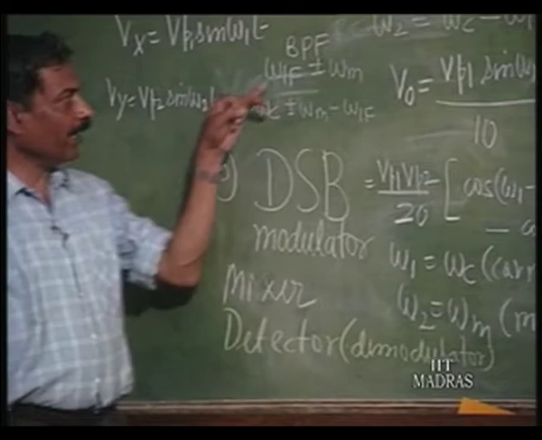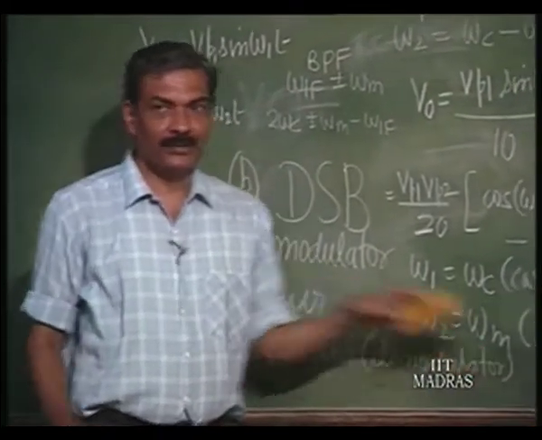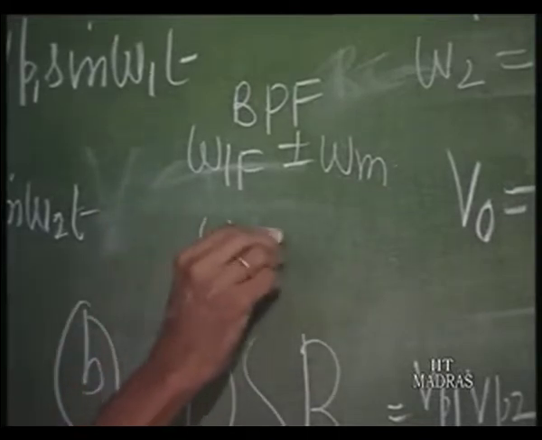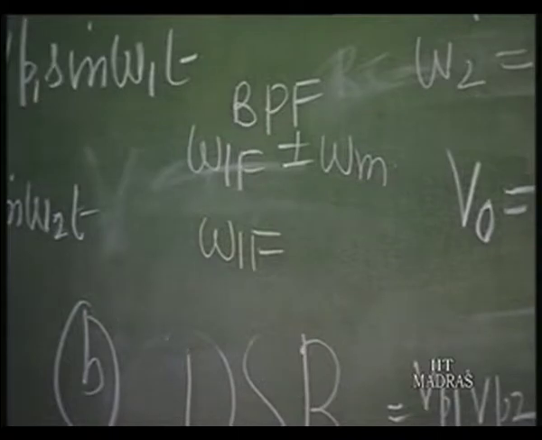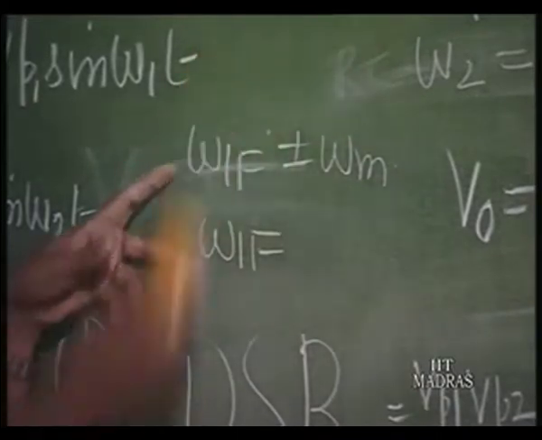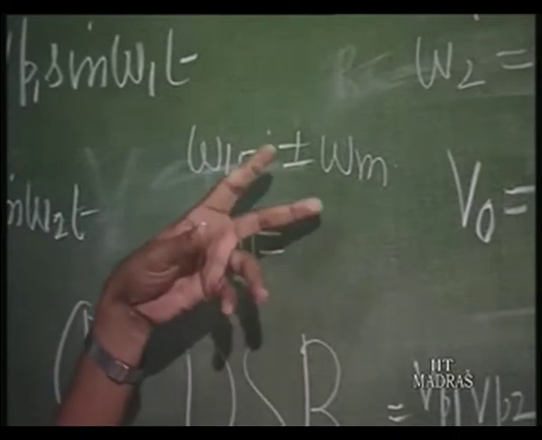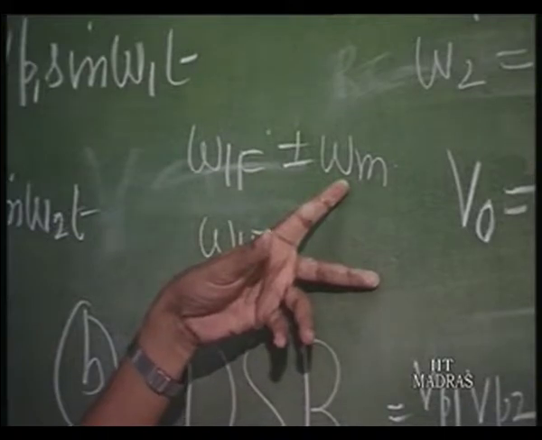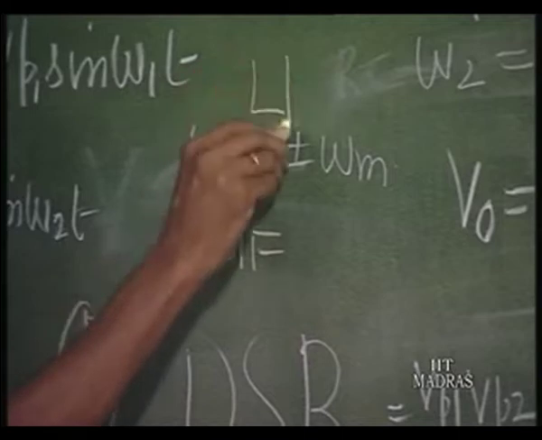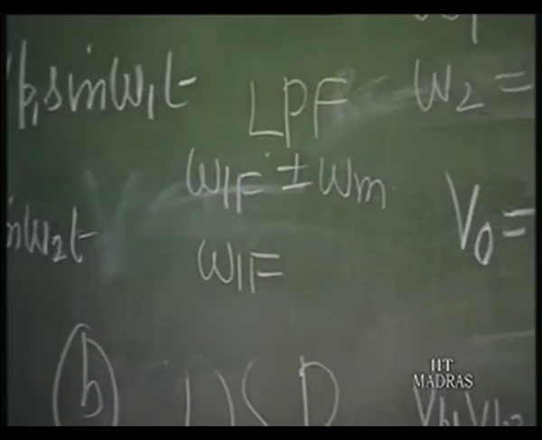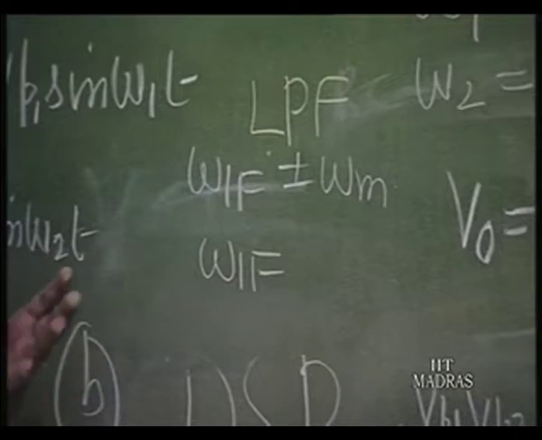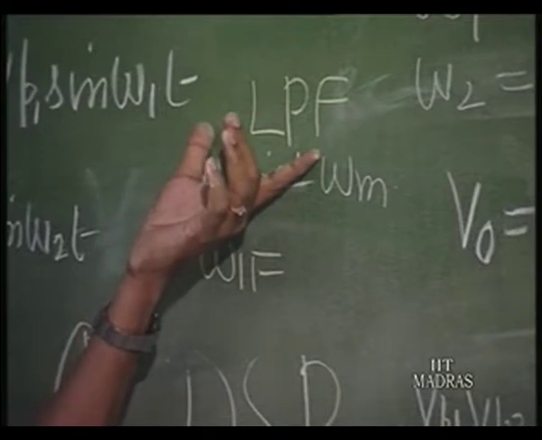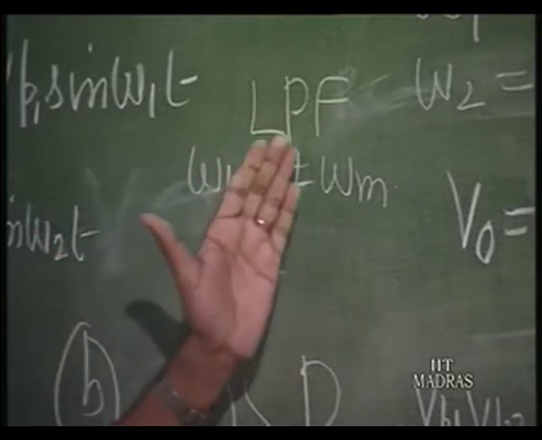Now, we have information in omega IF plus or minus omega M. I put in a local oscillator whose frequency is omega IF. So, the output will be twice omega IF plus or minus omega M, and omega M. I can now eliminate twice omega IF plus or minus omega M by using a simple low pass filter whose cutoff frequency is higher than omega M max. It will remove twice omega IF plus or minus omega M.